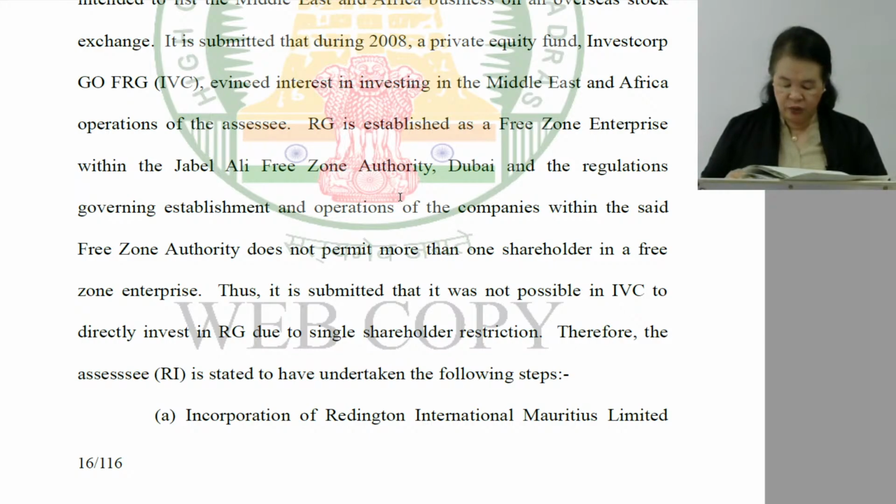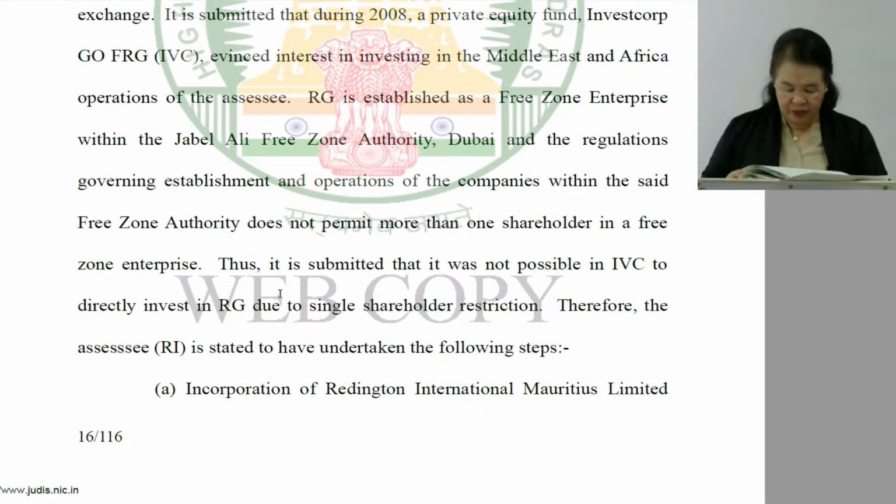And the regulations governing establishment and operations of the companies within the said free zone authority do not permit more than one shareholder in a free zone enterprise. Thus, it is submitted that it was not possible for IVC to directly invest in RG due to single shareholder restriction. Therefore, the assessee is stated to have undertaken the following steps.